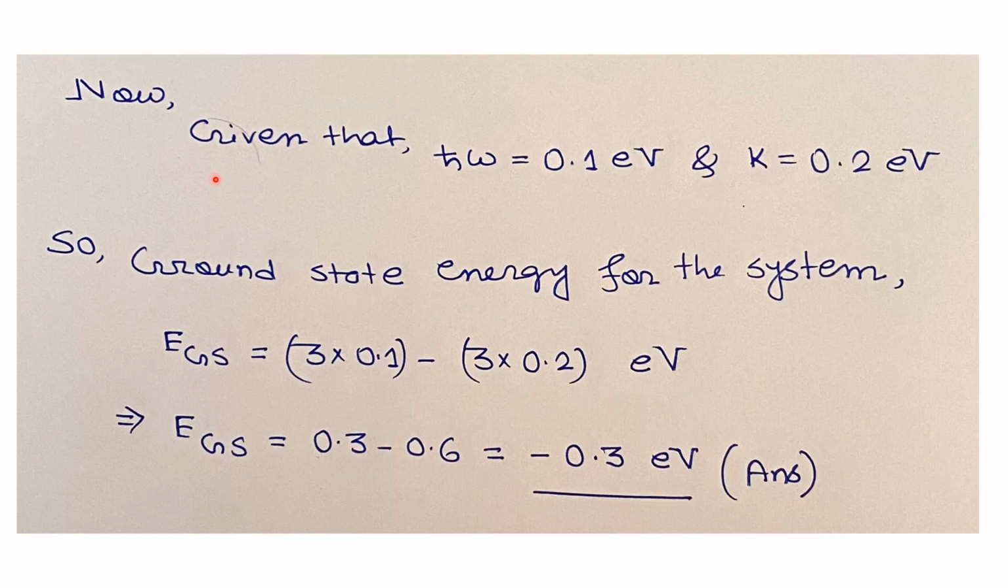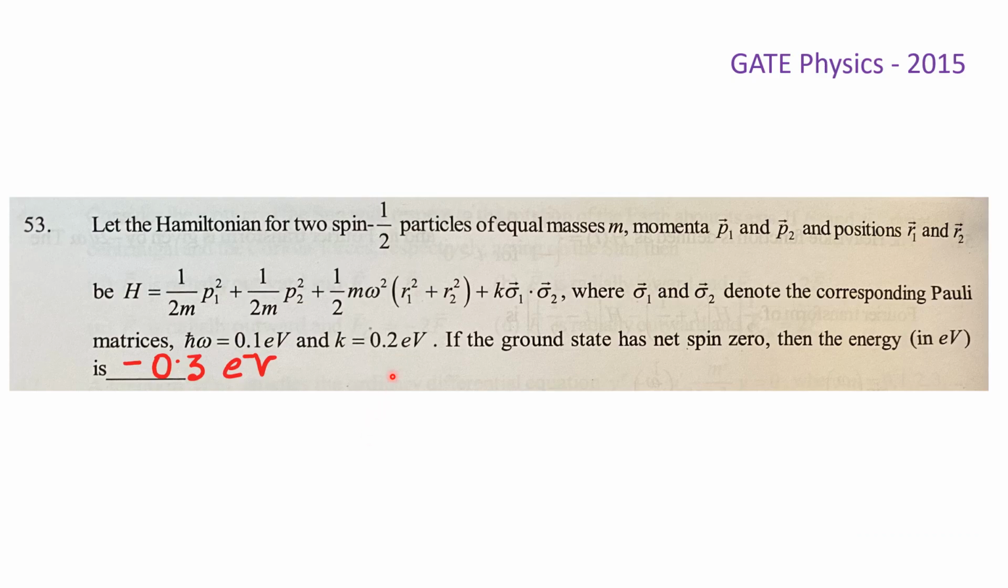Now it is given that h cut omega equals 0.1 electron volt and k equals 0.2 electron volt according to the question. So we'll put these values in the ground state energy eigenvalue. So we'll get ground state energy eigenvalue EGS equals 3 times 0.1 minus 3 times 0.2 electron volt. So effectively we'll get the final answer, that is the energy eigenvalue of the system is minus 0.3 electron volt. So for this given Hamiltonian at the ground state, energy will be minus 0.3 electron volt.